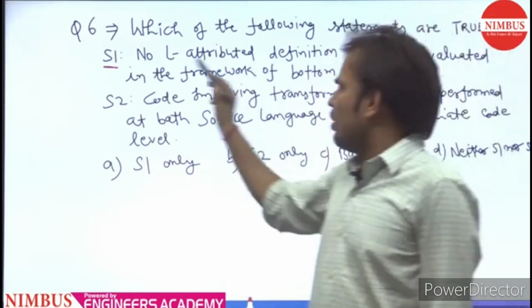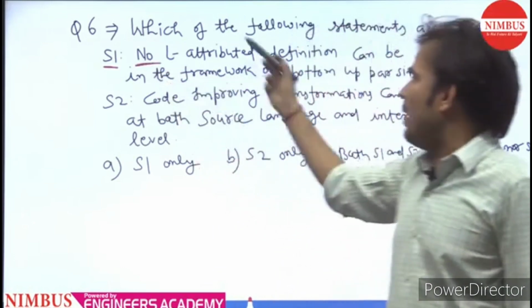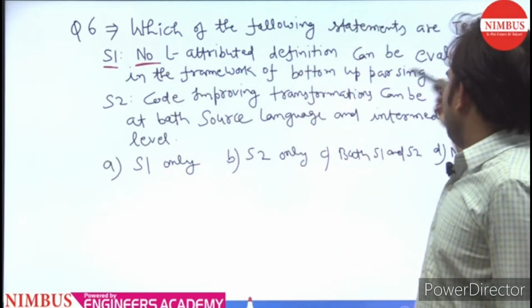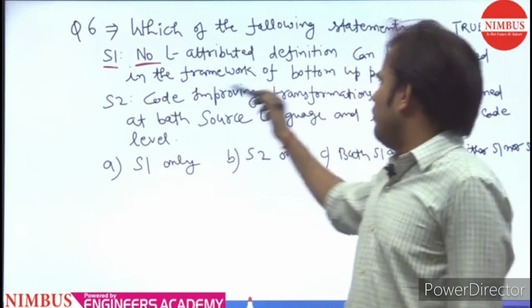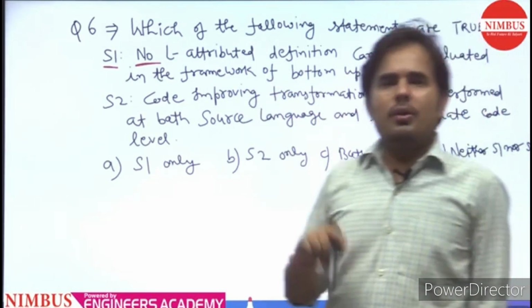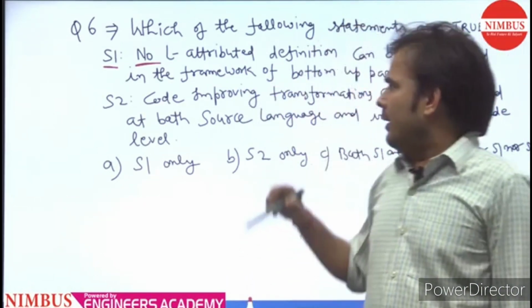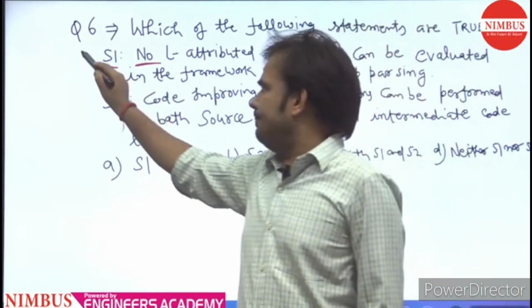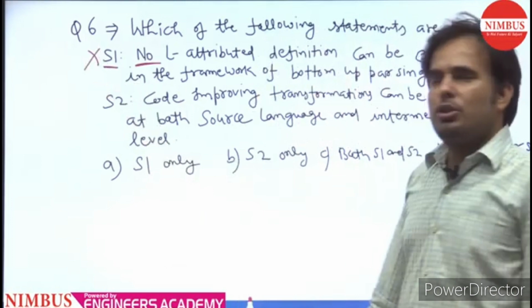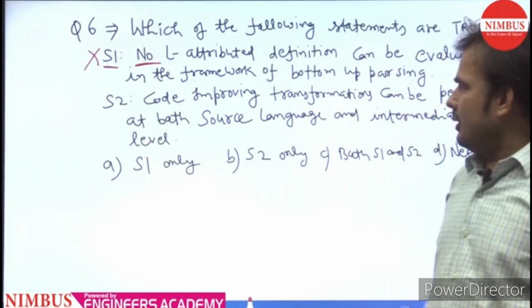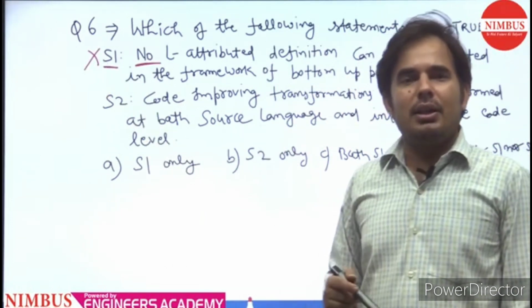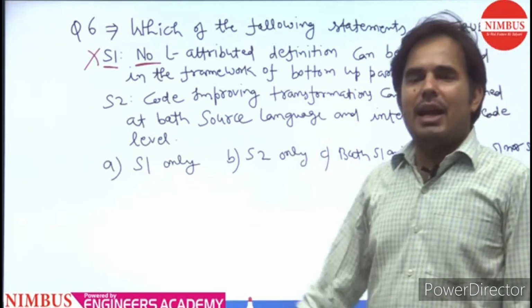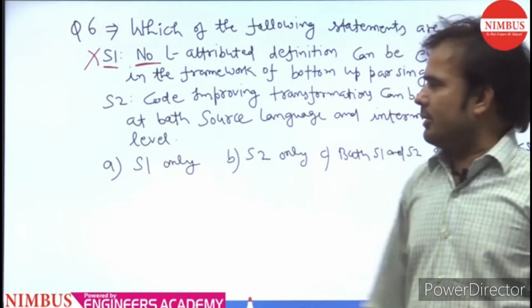So what is it saying? No L attributed definition can be evaluated in the framework of bottom up parser. No, it can be evaluated. Okay, so this statement is not correct. This statement is false, because we can evaluate the L attributed definition either by bottom up parser or top down parser.